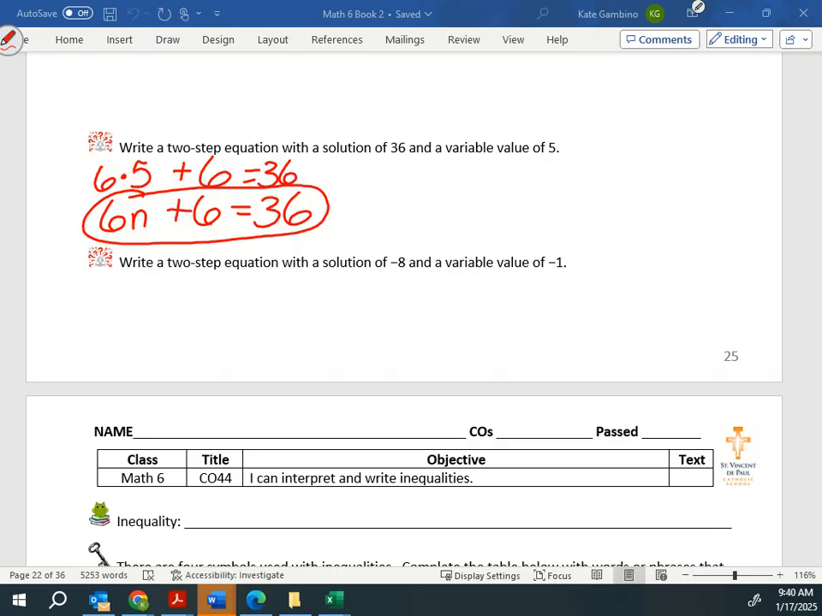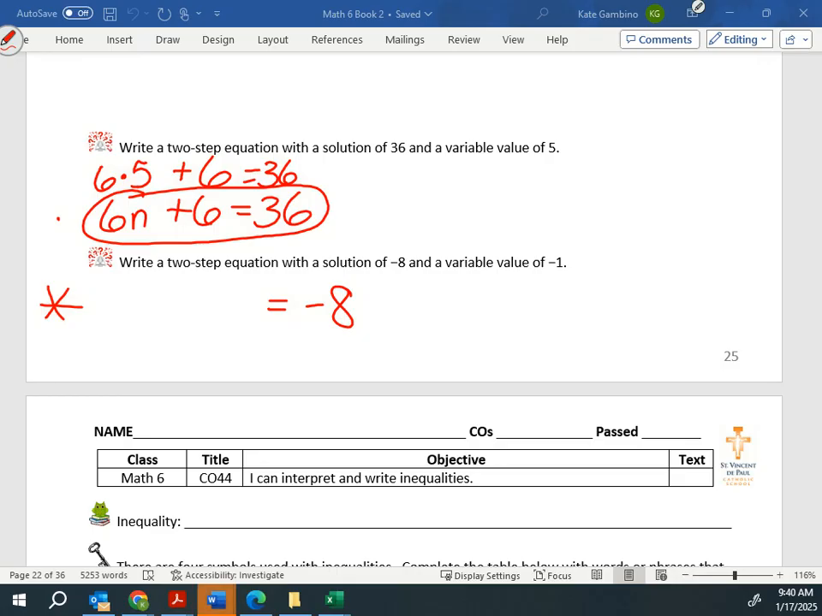So here, you're going to do a two-step equation with a solution of negative 8, and you're going to have negative 1 in your multiplying or dividing. And you're going to take it out and put the n in for it. So I helped us with the first one to see how to do it. You need to do this bottom one.